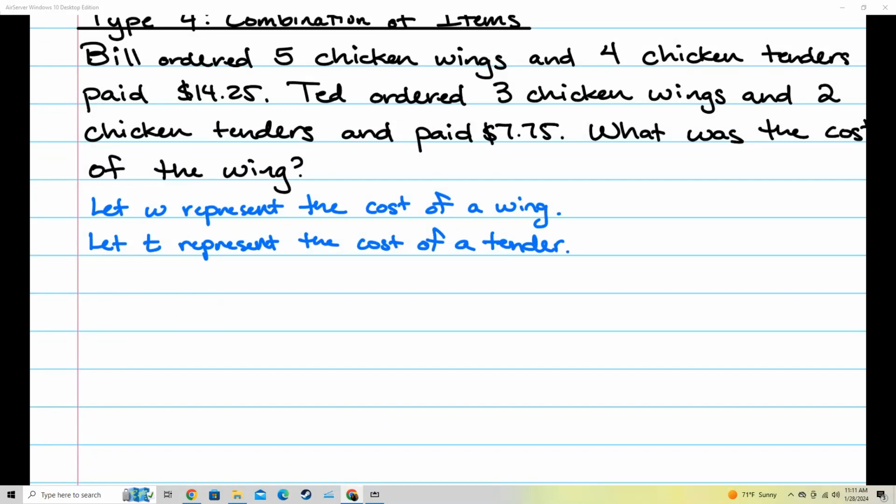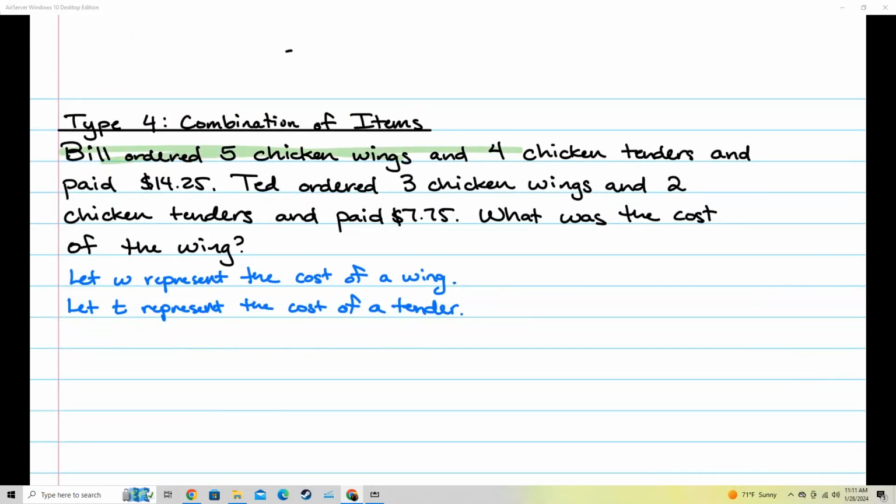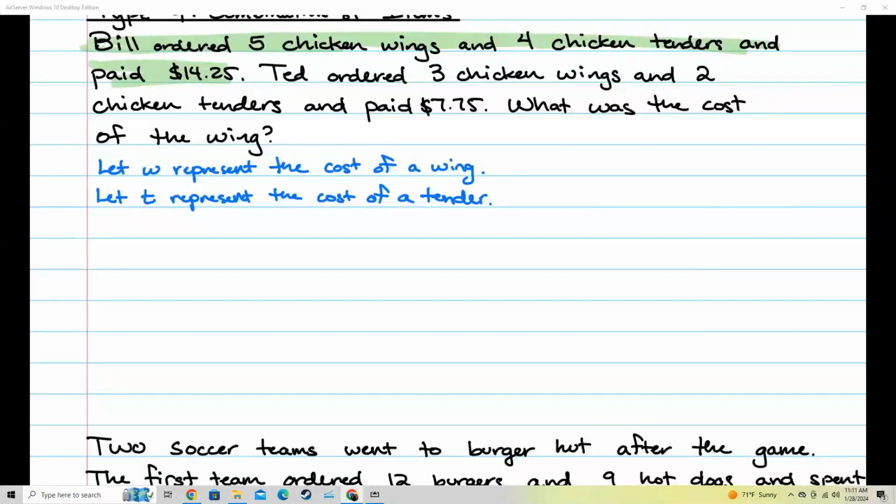All right, so W is the price of the wing, T is the cost of a tender. Now that I have this, let's go ahead and start writing down my formulas. It said Bill ordered 5 chicken wings and 4 chicken tenders, and he paid a total of $14.25. So 5 chicken wings. How much is 5 chicken wings going to cost? Well, I know I'm buying 5 of them, but I don't know how much each chicken wing costs, and that's why I called it 5W. Remember, this time W represents the price of the wing.